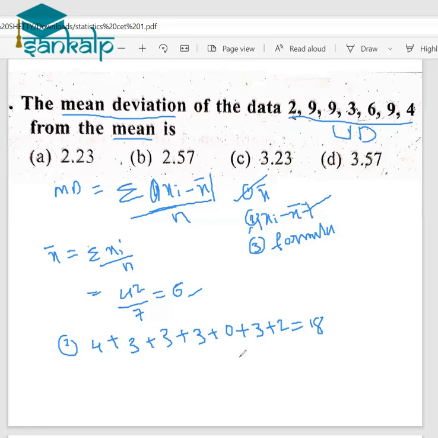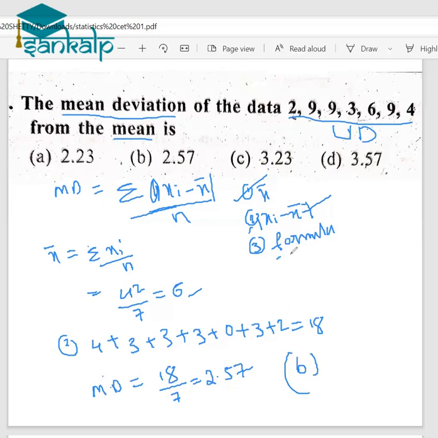Next, make use of the formula, substituting the values. The formula for mean deviation is the sum, that is 18, divided by the number of scores, 7. On simplifying, we get 2.57. So out of the given options, B is the right option. The first step is to calculate the mean, next the mod of xi minus x bar, and third, substitute in the formula.